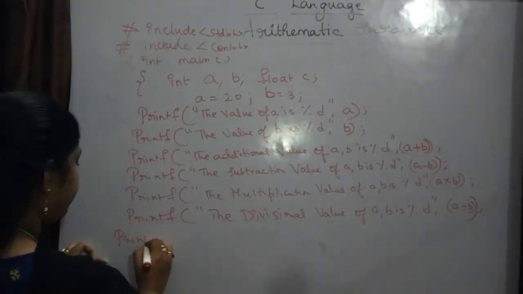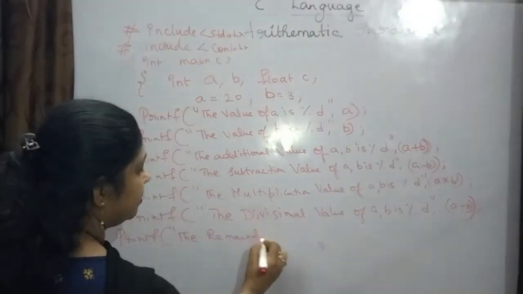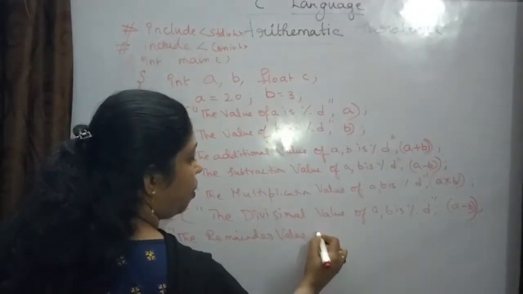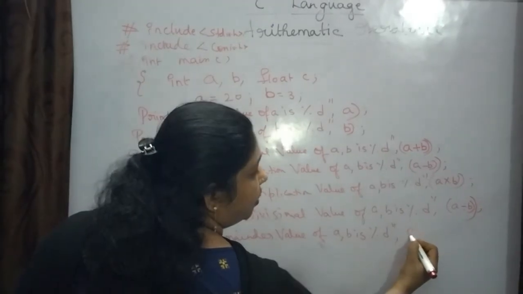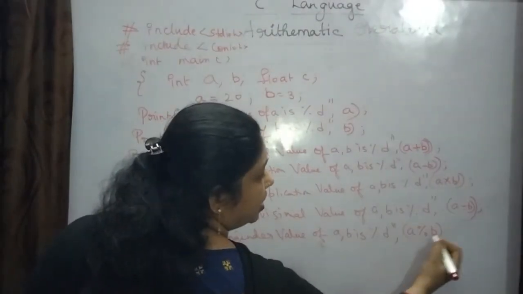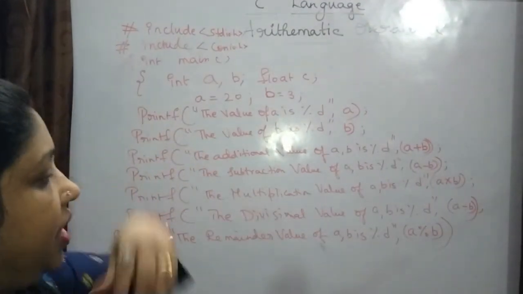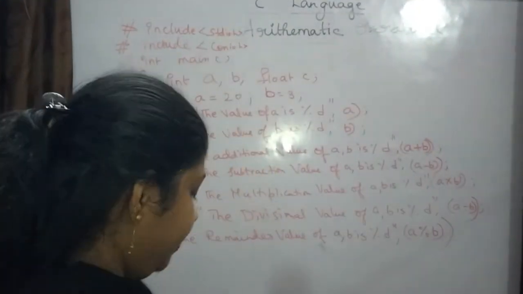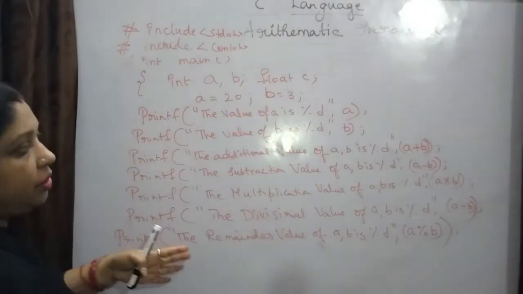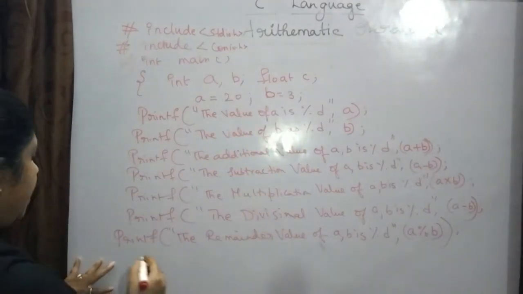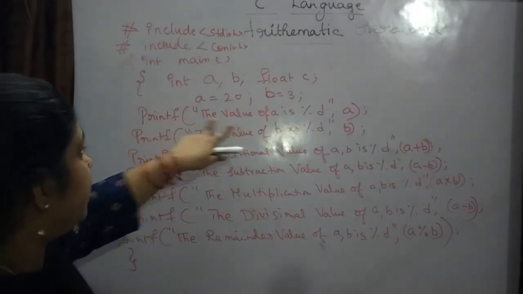Now again printf. Last one is the remainder value of A comma B is %d. Close it. And what you are going to do, A modulus B. Already I have discussed this in the examples of that chart I gave. So from there I have taken. So A modulus B. Now you have completed all the arithmetic operations I have written in the printf statement, and I am closing this. Now you just tell me what will be the output for each one.